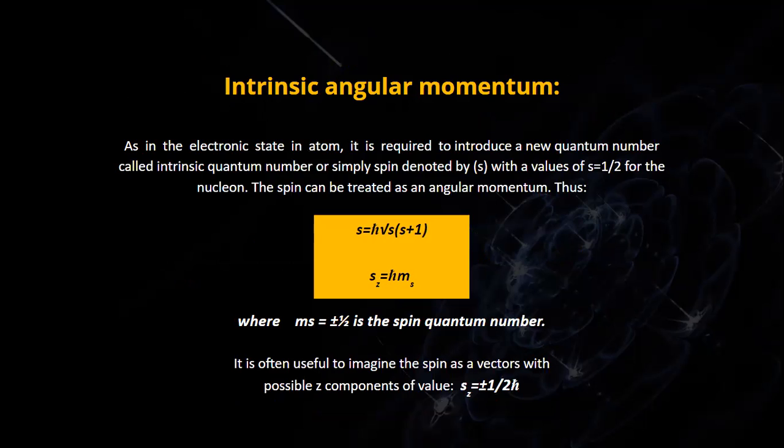Intrinsic angular momentum is also known as spin angular momentum, and it is due to the internal motion of the particles. It is denoted by s, with a value of s equal to 1/2 for the nucleons. Its final formula is h-bar under root s(s+1).